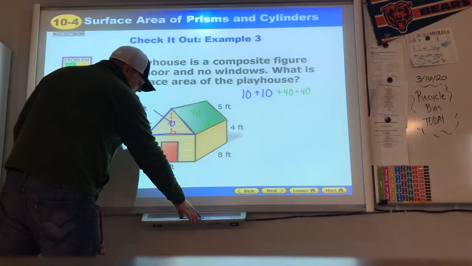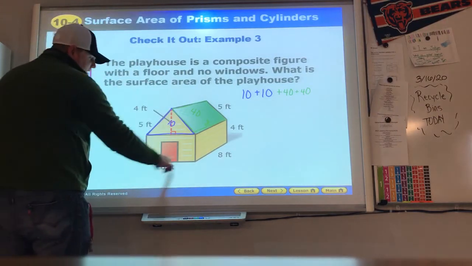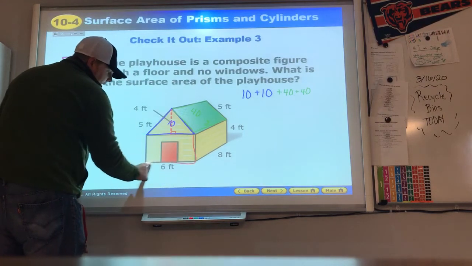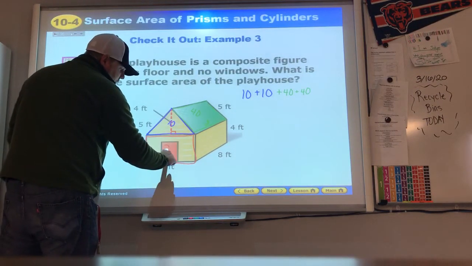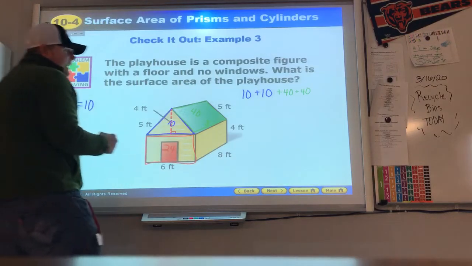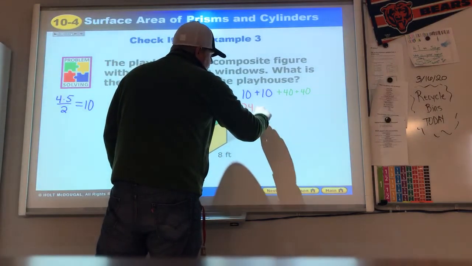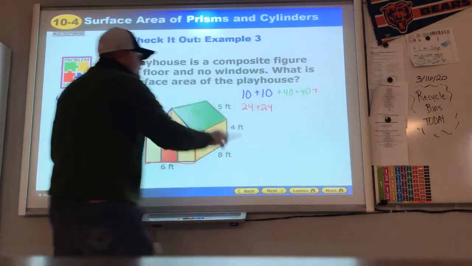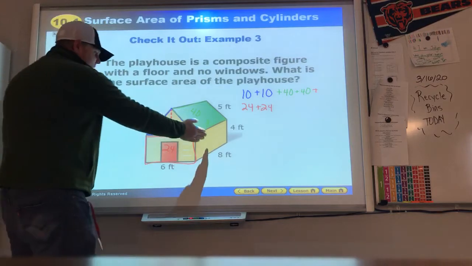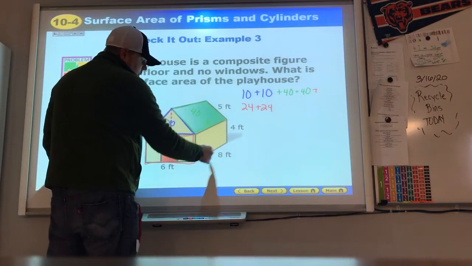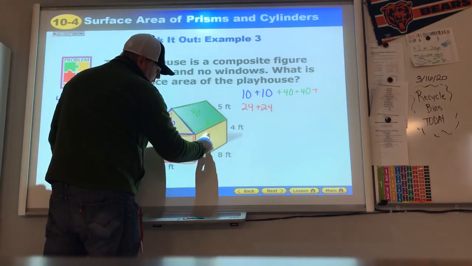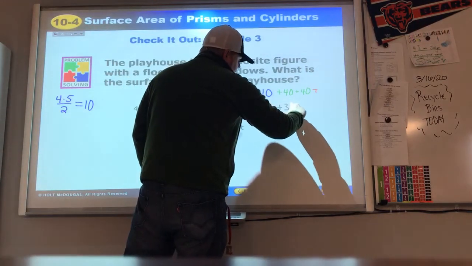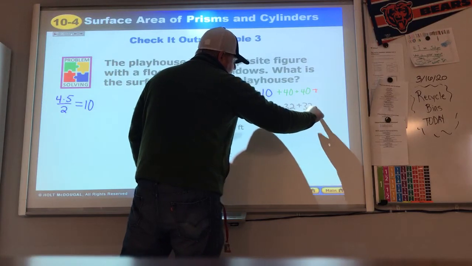Then for the front of this house, we have 6, and the height is 4. So that would be 24 for this area, and there's 1 in the back, so we add 24 and 24. Then I look at the side. This side would be 4 by 8. That's a 32. There's another side over here that matches, so plus 32 plus 32.